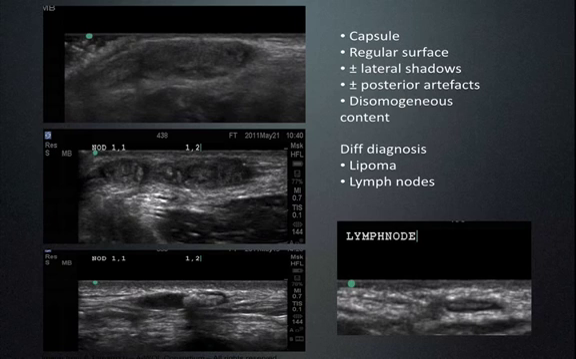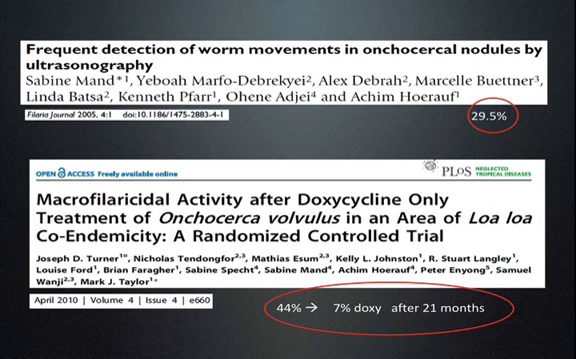The main differential diagnoses are lipoma and lymph nodes, which can be easily recognized by the presence of the hyperechogenic hilum. In the research setting, clinical trials on the use of microfilaricidal drugs require surgical nodulectomies to assess the viability of adult worms in nodules after treatment.